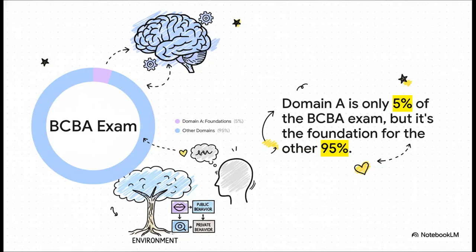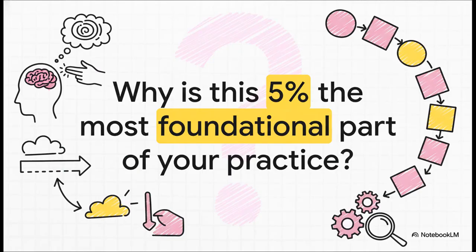So when you first look at the exam breakdown, you see this tiny little 5% slice for domain A, the philosophical stuff, and it's so easy to think, only 5%, I'll just breeze through it. But listen, that is probably one of the biggest mistakes you can make when you're studying. You've got to ask yourself, why? Why is this little 5% the absolute bedrock of your entire practice? Well, because it's the why behind the other 95%.